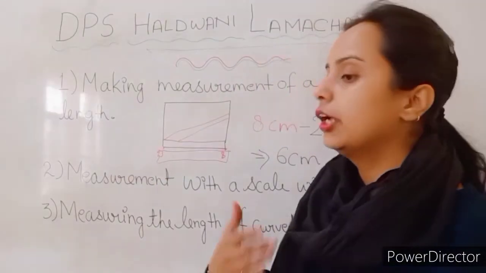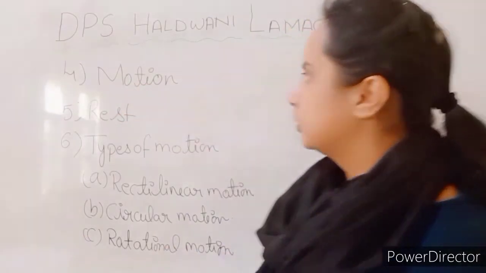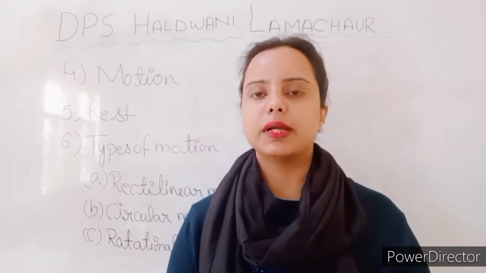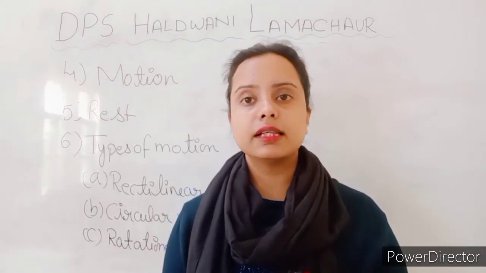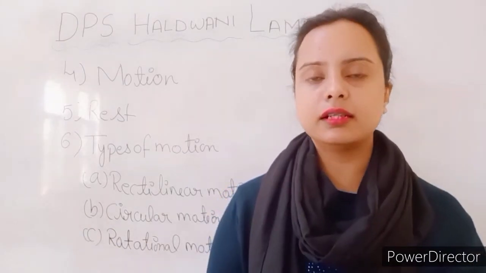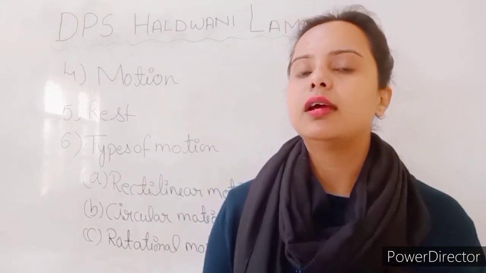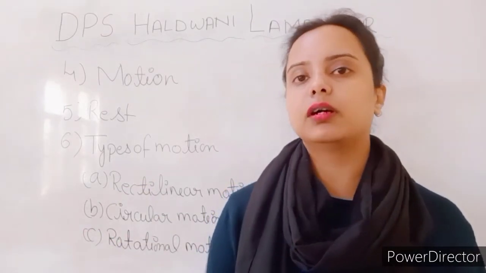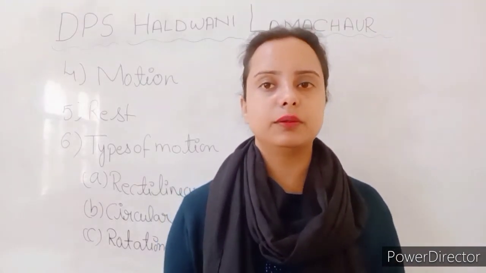Okay, now let's move to the next topic. So students, the next topic is motion. What is motion? Any object which is moving is known as being in motion. For example, a car is moving, then we say the car is in motion. A ball is moving. When we hit a ball, it also changes its distance, it also moves, so that ball is also in motion. If we walk, then also we say that we are in motion.